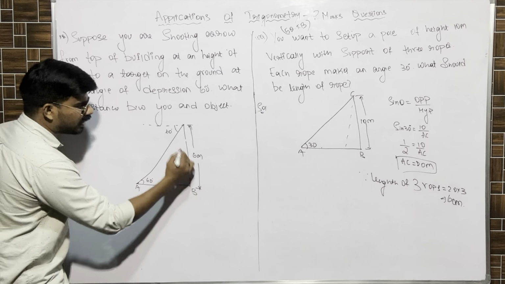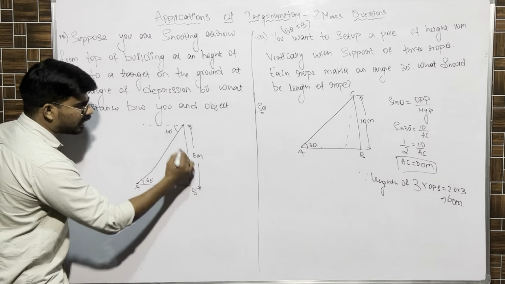Right. Here we have another question. An electrician wants to repair an electric connection on top of a pole of height 9 meter. Height of the pole is 9 meter. Now the electrician wants to repair an electric connection. He needs to reach 1.8 meter below the top of the pole. From the top of the pole he has to reach 1.8 meter, right?